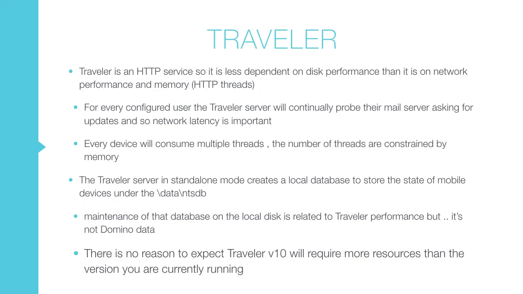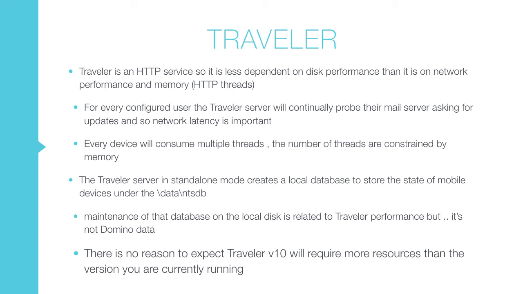So Traveler is an HTTP service, so it's less dependent on disk performance. It has very little data itself on the Traveler server; it depends more on network performance and memory. For every configured user, the Traveler server will continually probe their mail server asking for updates, so network latency is really important. Also, every device connected to the Traveler server consumes multiple threads, so the number of threads is constrained by memory.